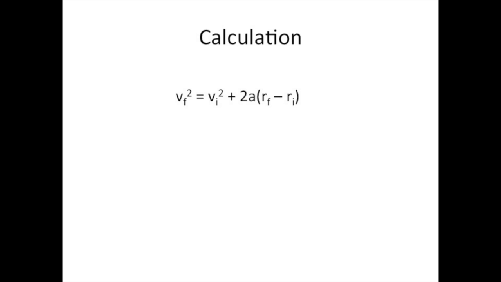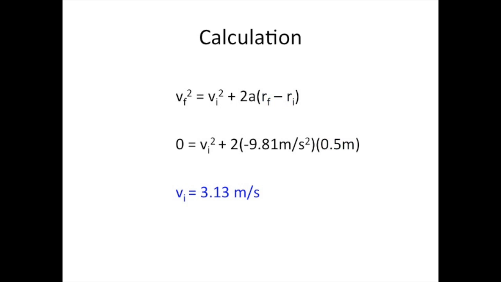Acceleration in projectile motion is due to gravity, so a equals negative 9.81 meters per second squared, and we just found the vertical displacement to be 0.5 meters. This allows you to set the initial velocity squared equal to your calculated value. The last step is to take the square root of both sides of the equation to find the initial velocity, which is equal to 3.13 meters per second.